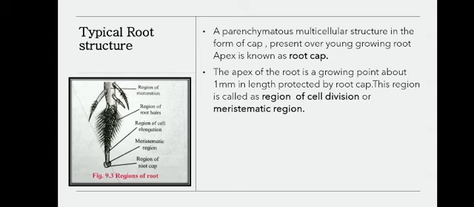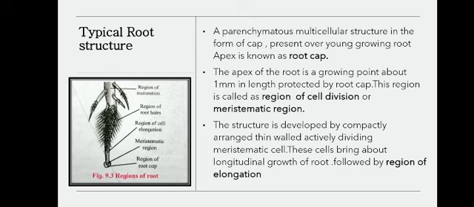The apex of a root is a growing point about 1 millimeter in length, protected by the root cap. This region is also called the region of cell division or the meristematic region. In the meristematic region, meristematic tissue divides cells and produces new cells. In that region, cell division occurs. The structure is developed by compactly arranged, thin-walled, actively dividing meristematic cells. These cells bring about longitudinal growth of roots, followed by the region of elongation. Region of elongation means in that region roots get long.